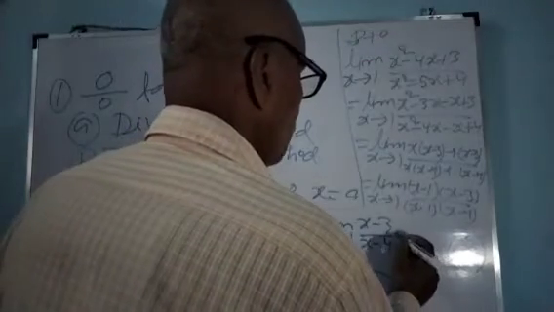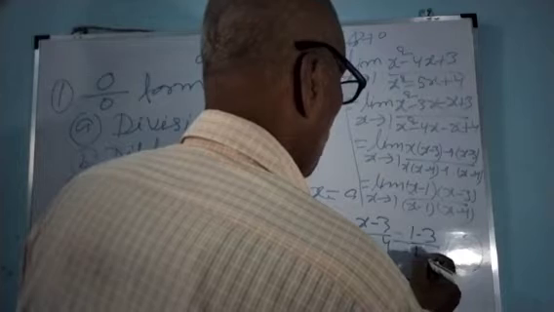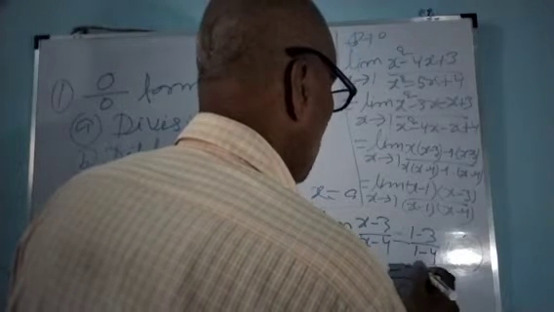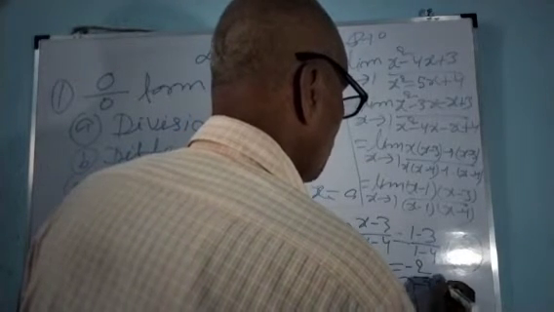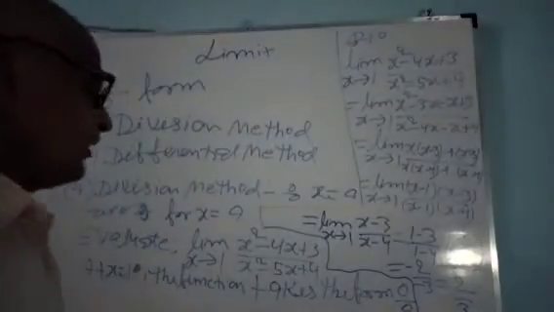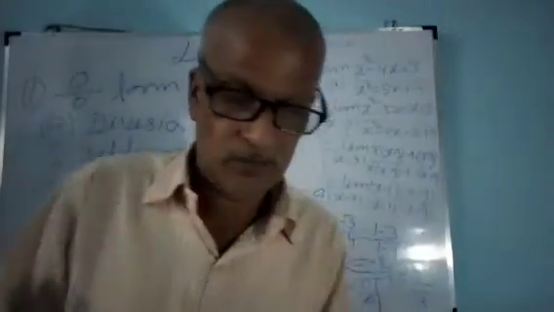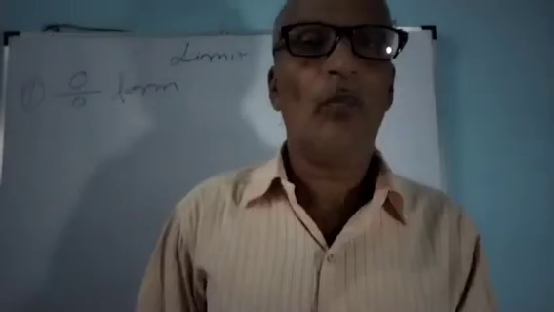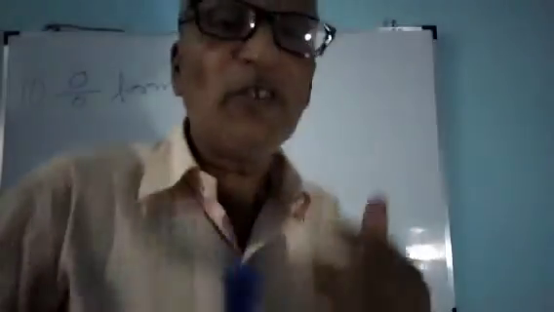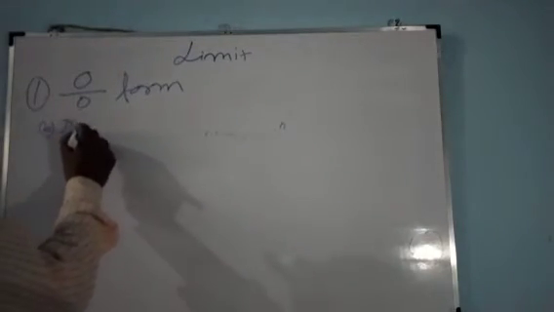Let us see. This is equal to (1 minus 3) by (1 minus 4), which is minus 2 by minus 3, equal to 2 by 3. This is the required limiting value of this function. You should note it in your notebook. Now the second method, the differential method, I will discuss by an example. Let us see. Second, the differential method.